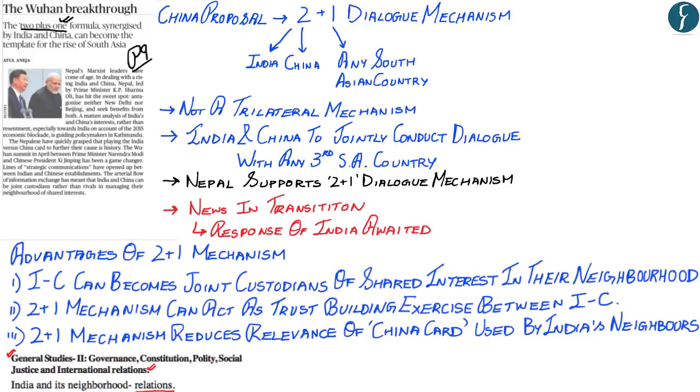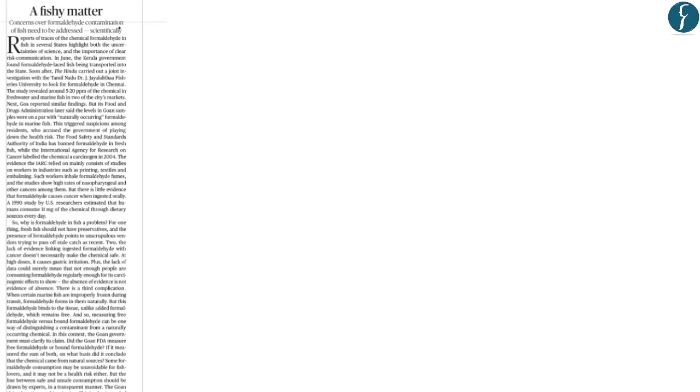And so now with this, let us move on to the next article. Now we have taken this article from the editorial page on page 8. The reason this article is in the news is because traces of formaldehyde have been found in fish samples from Kerala and Goa.